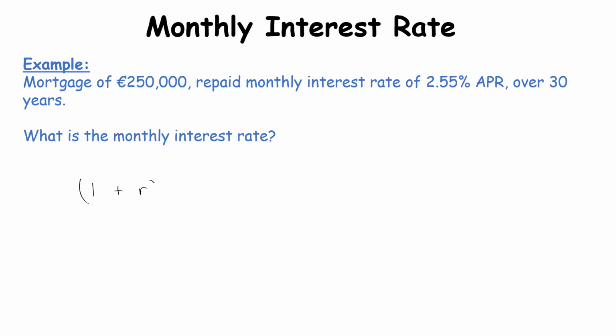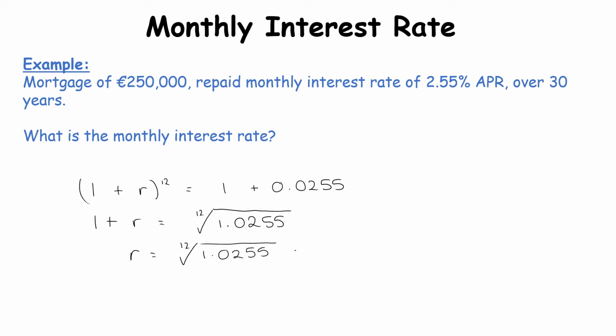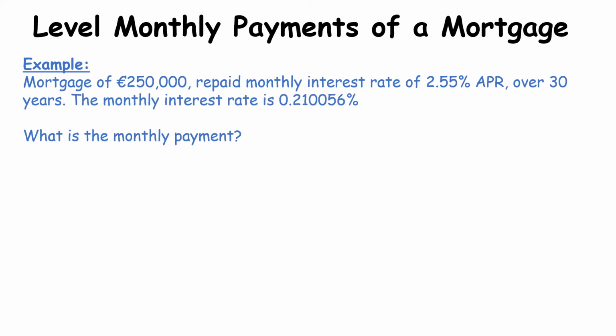So what we do is we have 1 plus the monthly rate to the power of 12. Whatever I invest at that monthly rate for 12 months should be the same as using the annual interest rate for 1 year. Remember, the opposite of power of 12 is the 12th root, and working backwards, I like to leave it in the root form as long as possible rather than decimal, and this works out as 0.210056%. Remember, multiply it by 100 to get back to percent. So then we have this interest rate.